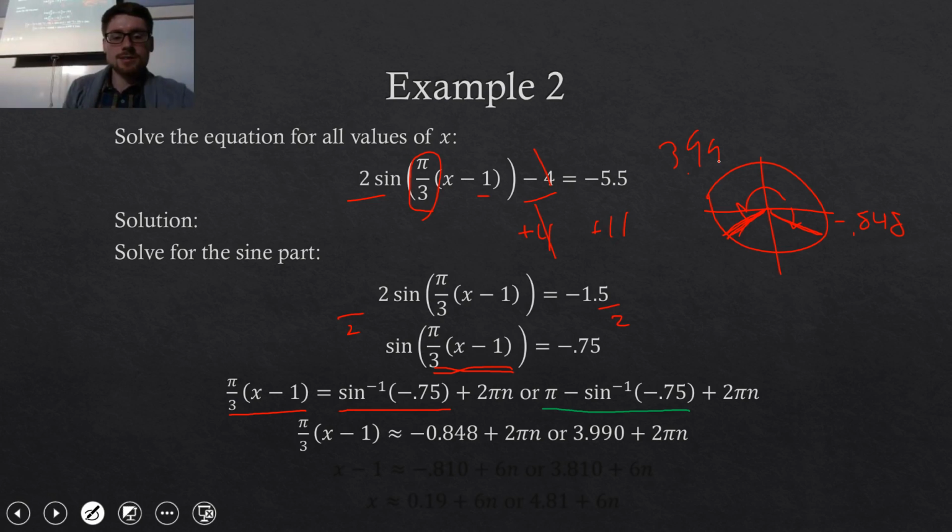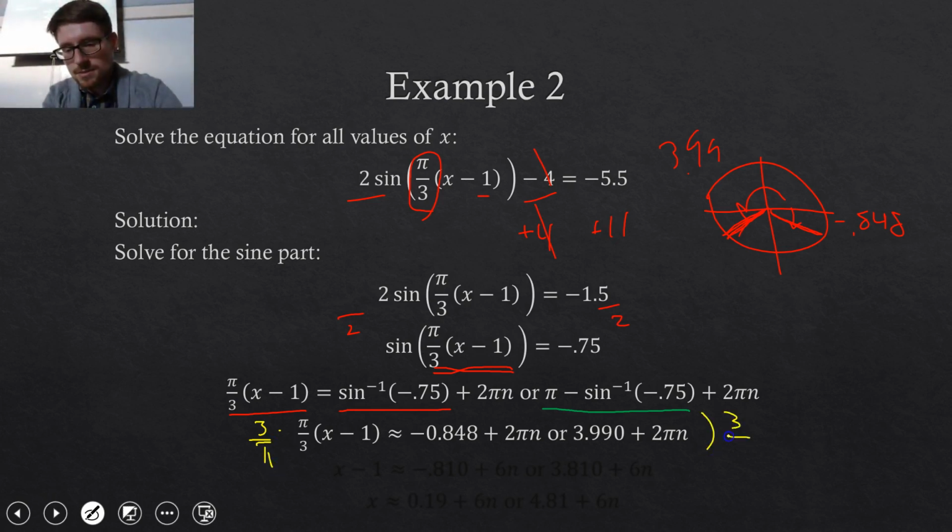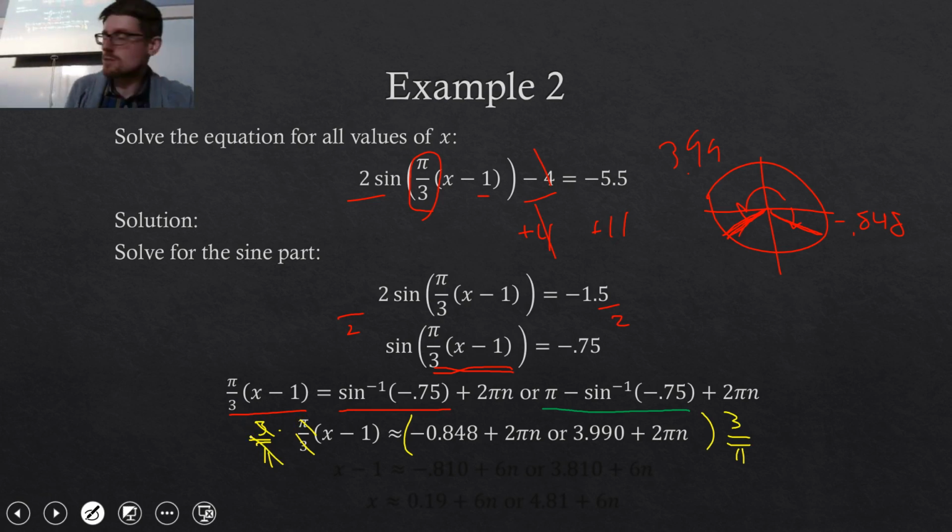To solve for x, we've got to undo everything being done to x. I'm going to use a different color here. So my first step is going to be to multiply by 3 over pi on both sides. And here's where things get a little bit tricky. 3 over pi nicely cancels out that pi over 3. That's the whole point.